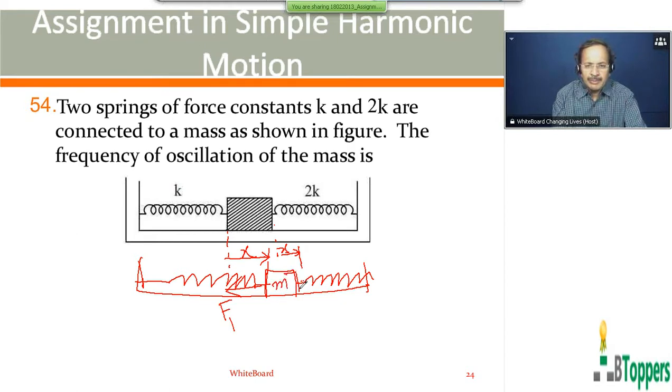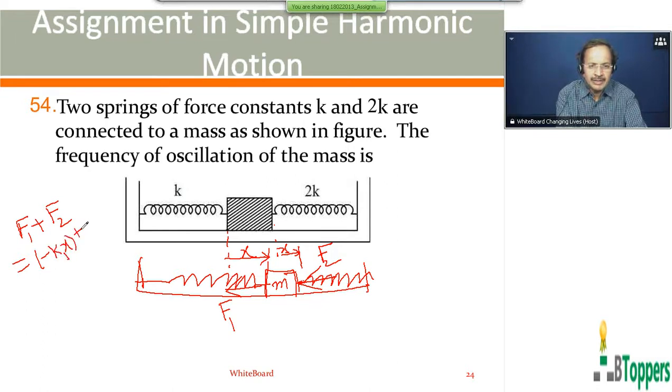The same mass compresses the second spring towards right. So the reaction force or elastic force by the second spring on the mass acts towards left. So both the elastic forces act in the same direction. So the resultant force in the horizontal direction during oscillation you can write F1 plus F2.